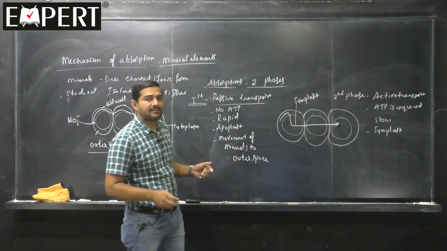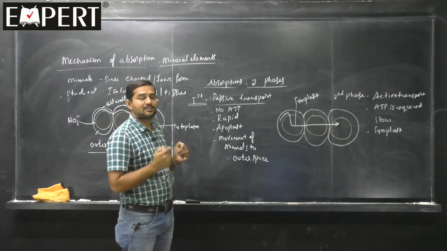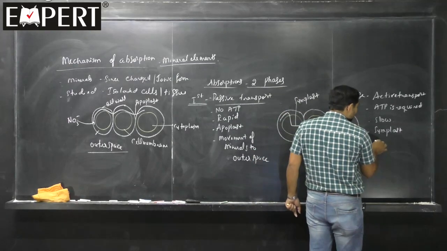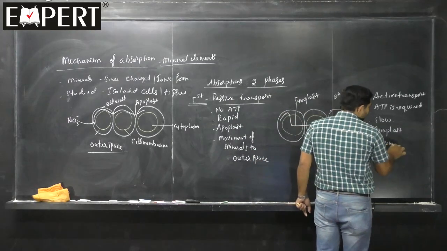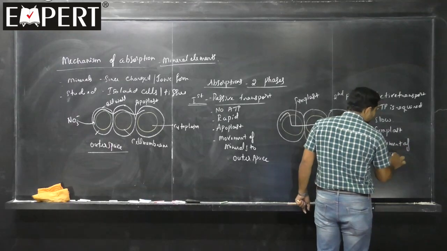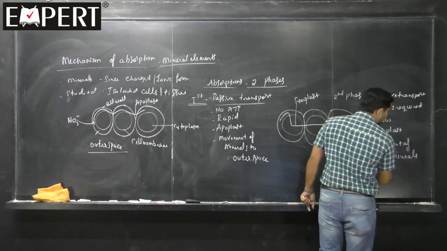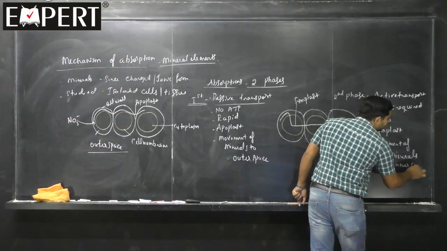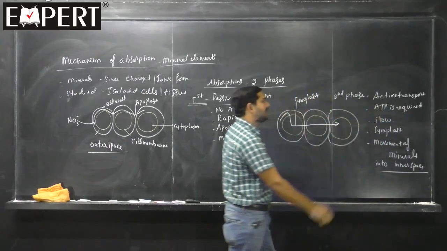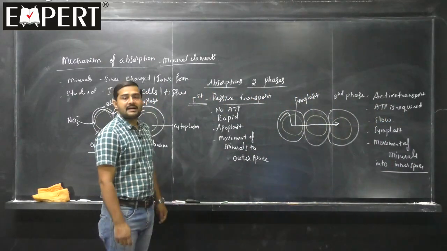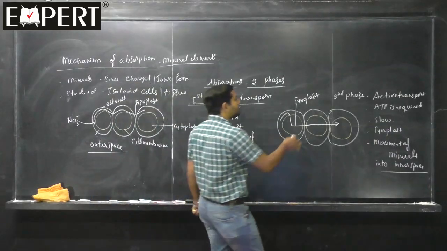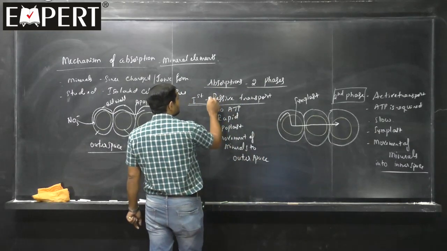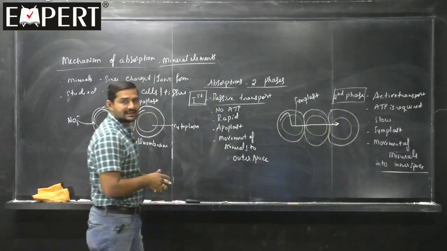Clear students? It is from cell to cell via plasmodesmata, via cell membrane, and this is the movement of minerals into the inner space. It occurs by active transport, ATP required. It is the second phase of absorption. So absorption occurs in how many phases then? Two phases, first and second phase. I think things are very clear for you.